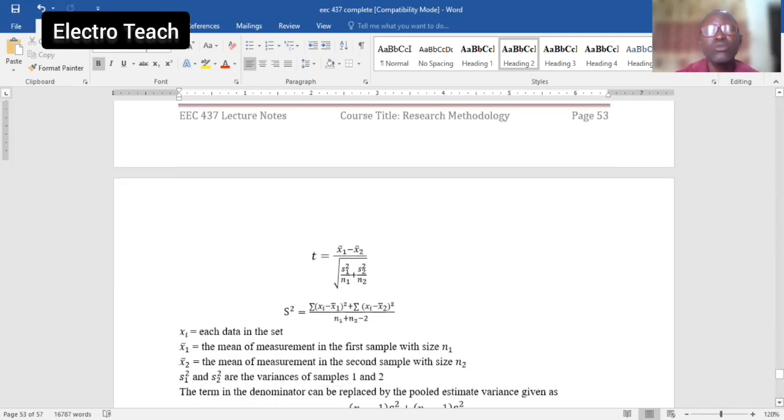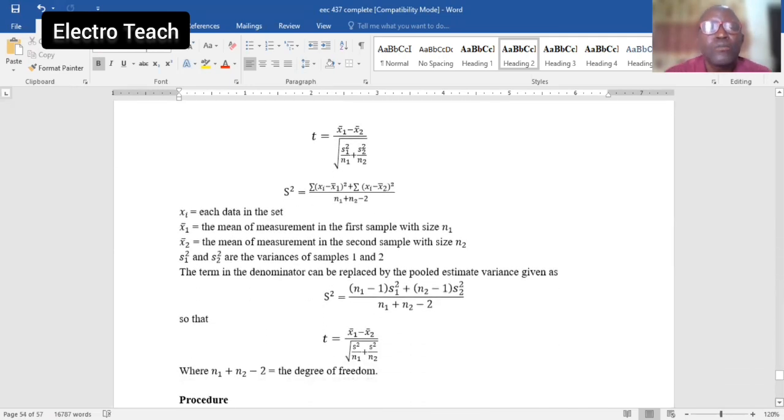T equals x1 bar minus x2 bar divided by the square root of s1 squared over n1 plus s2 squared over n2, and the s itself is given as summation of xi minus x1 bar all squared plus summation of xi minus x2 bar all squared, everything divided by n1 plus n2 minus 2. And those parameters are defined this way. Xi is each data point in the set.